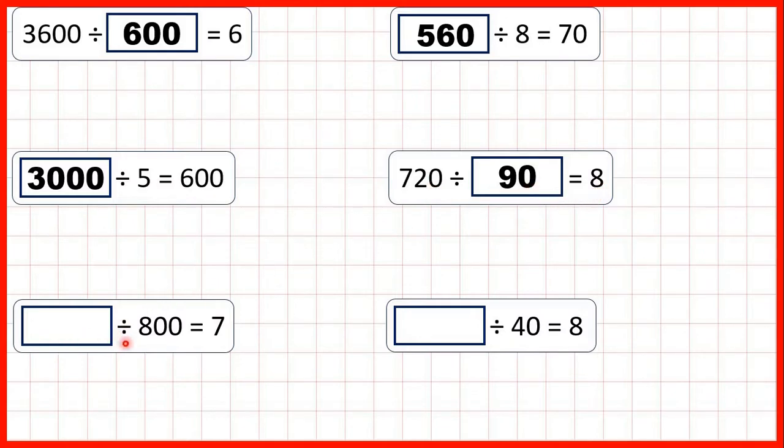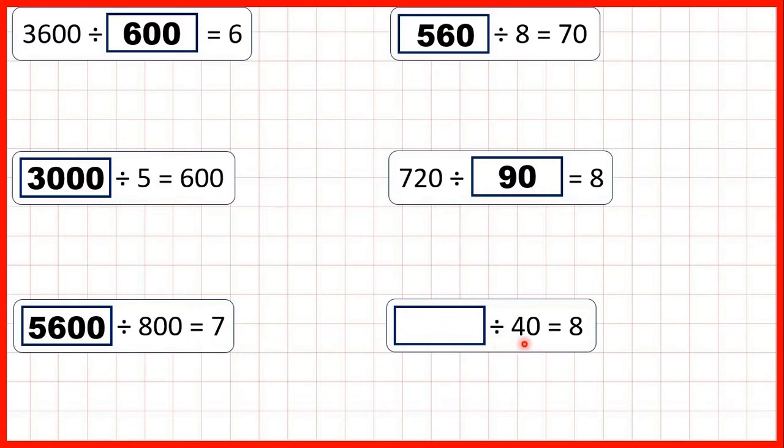Now, what divided by 800 is 7? Well, 7 times 8 is 56, but we need 2 end zeros after the 56, because we don't have any end zeros in our quotient, and that means the end zeros in the question must have been cancelled, and because we have 2 end zeros in the divisor, we need 2 end zeros in the quotient.